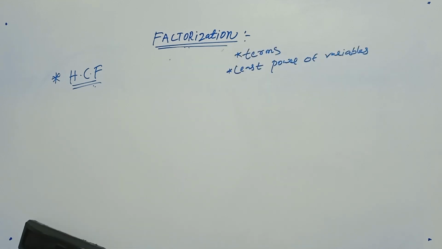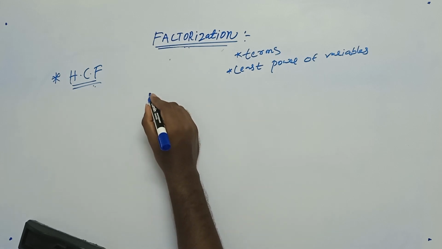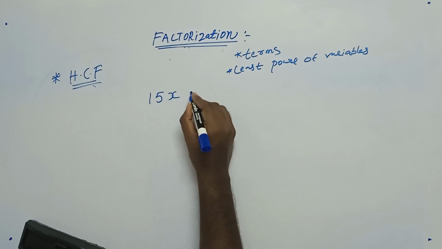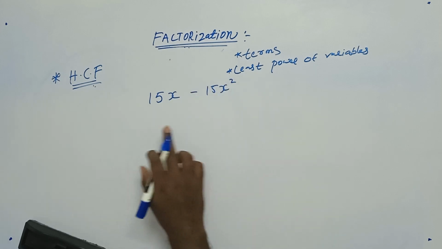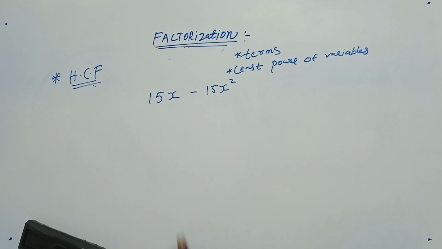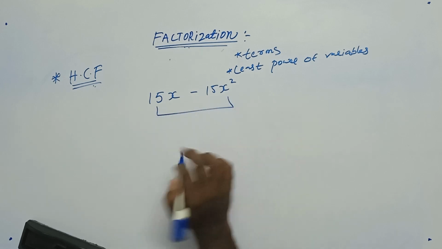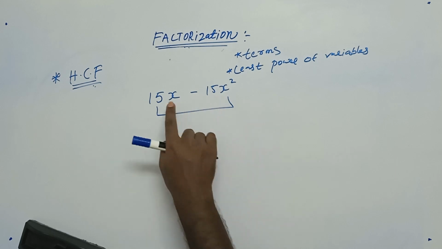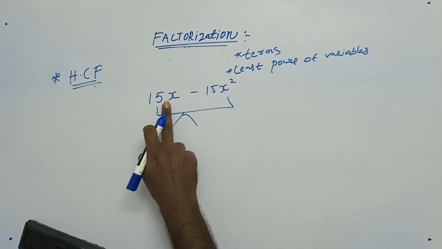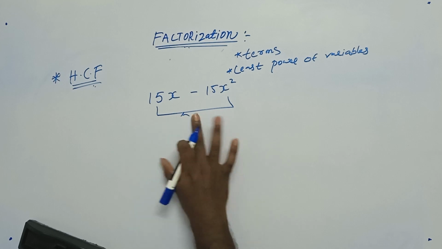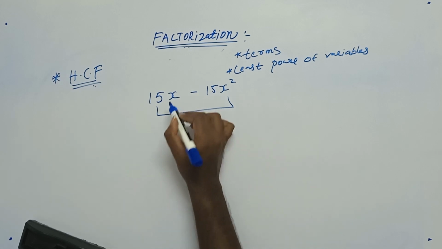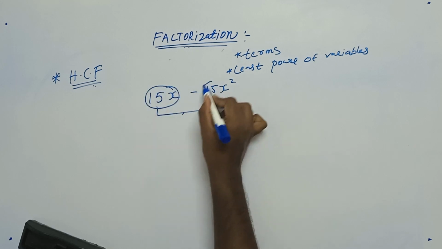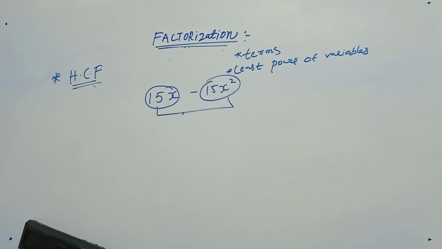So my question here is 15x minus 15x square. This is one question, friends. There is an expression which is 15x minus 15x square, and you have to find the factors of it. So how can we find factors? First of all, what are the terms here? 15x is one term, 15x square is another term.